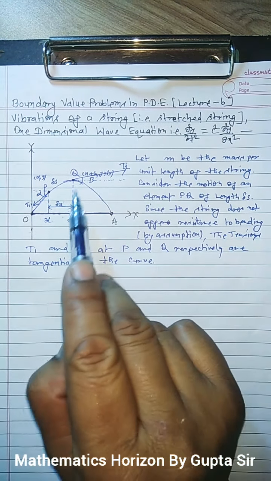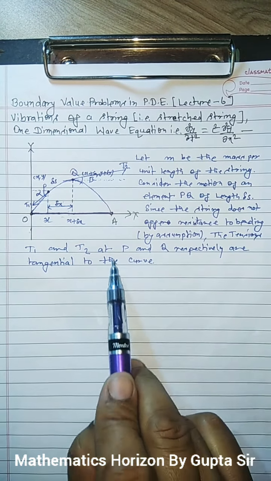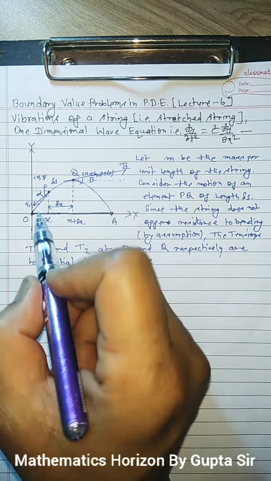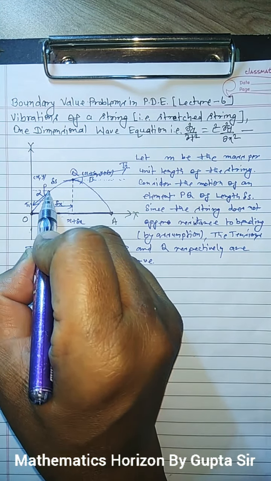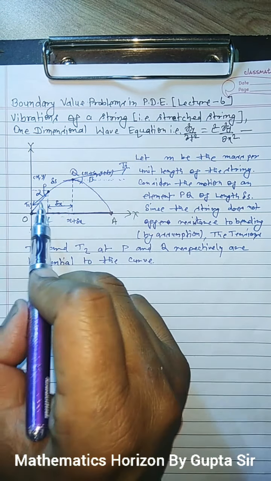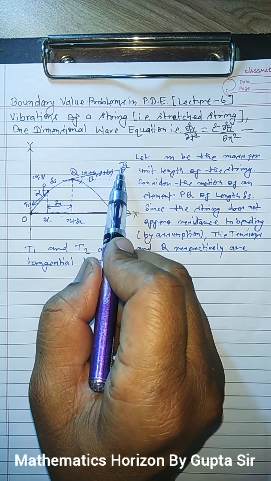Here the tensions T1 and T2 at points P and Q respectively are tangential to the curve. Here these are the tangents on the curve. These are the slopes, T1 and T2. Okay, T1 is in the downward direction and T2 is in the upward direction.